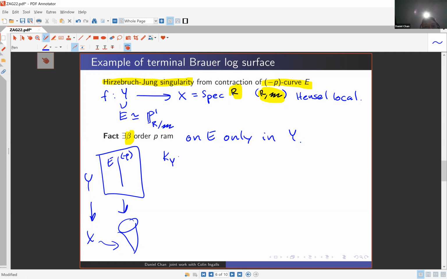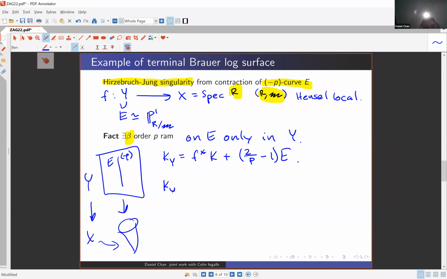So firstly, let's just do the usual and work out what the adjunction is for K_Y. We'll remind ourselves what it is. In this case, it's f^*K_X plus, and it turns out to be (1 - 2/p) E, I need to get this the right way around, minus E. So this is the formula. I guess you can check this easiest by taking the dot product of both sides with E, and then using the adjunction formula because E is isomorphic to a projective line here.